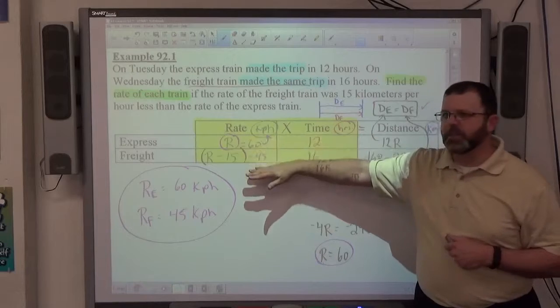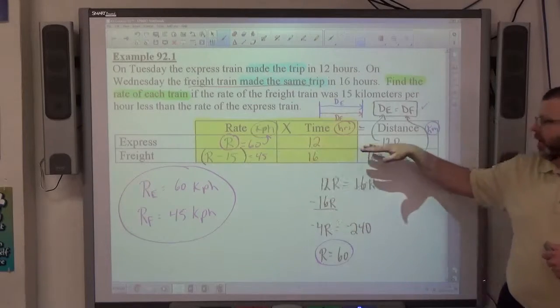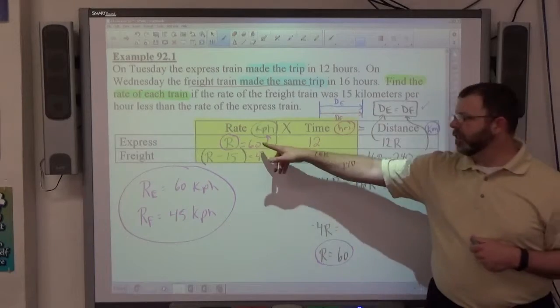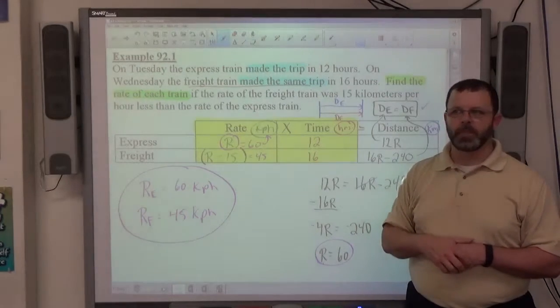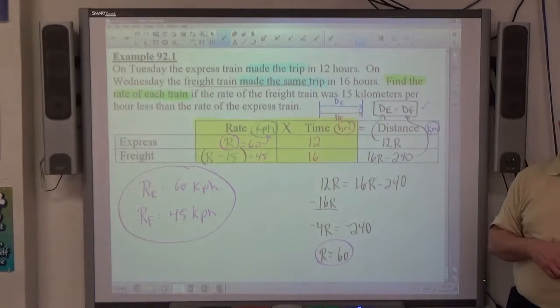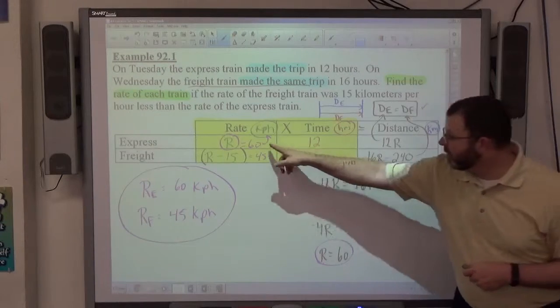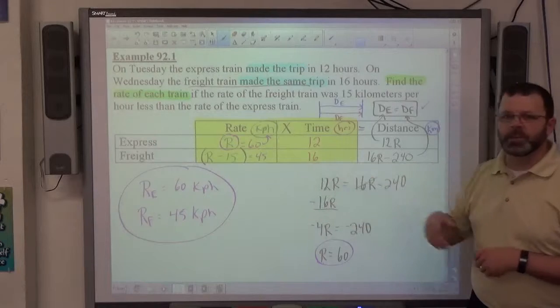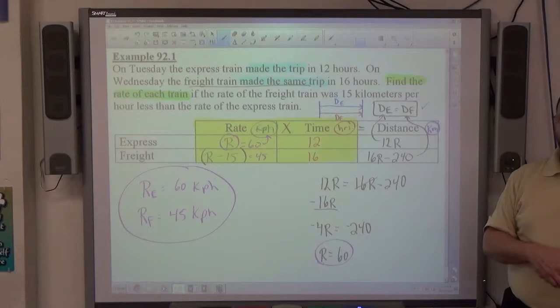Second thing, rates and times. Third thing, create distance expressions that substitute in, solve to get an answer, and use that answer to find whatever they're asking us for. How long was the trip? That's another question I might have asked here. 60 times 12 is 720 kilometers. 45 times 16 is also 720 kilometers. Distances should be equal, right?